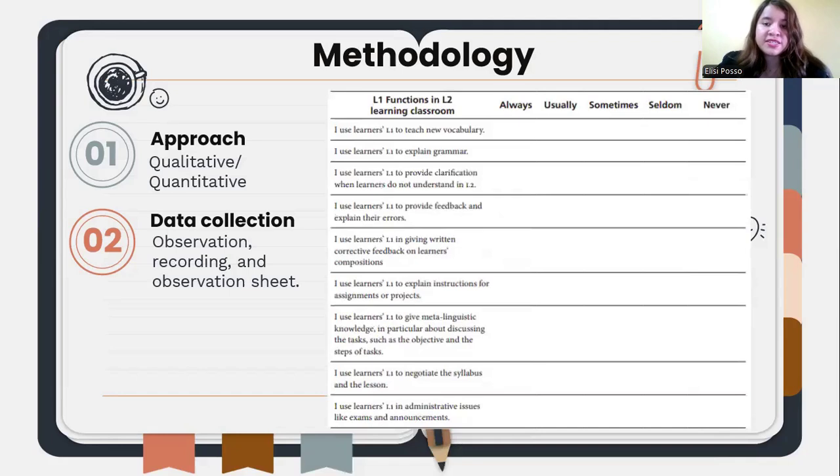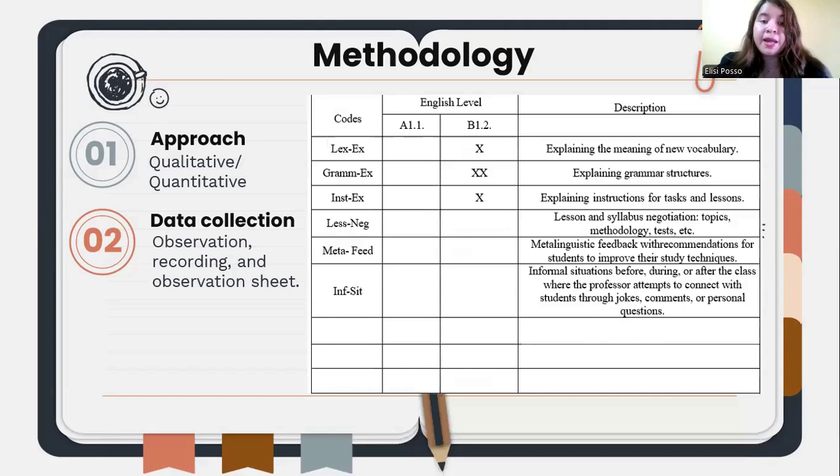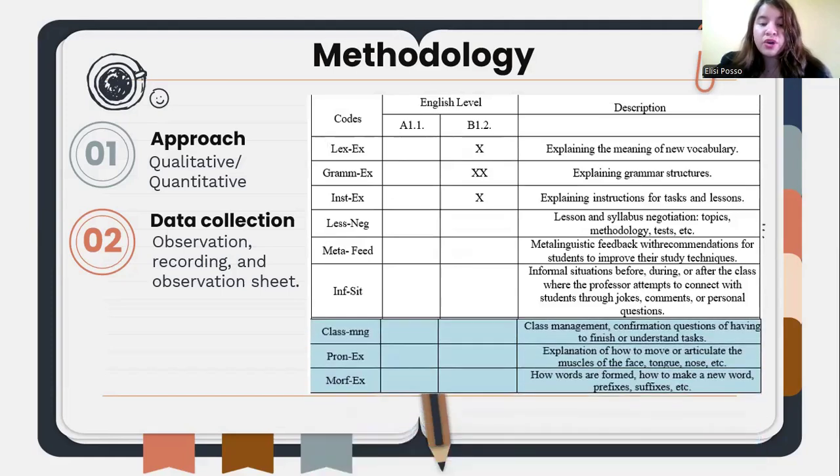This is the sheet, but I removed the always, usually, sometimes, seldom, and never scale. Instead, I mark with an X each instance that the teacher used Spanish, as you can see here. I also left some spaces blank to get to know other reasons why the teacher may use Spanish.